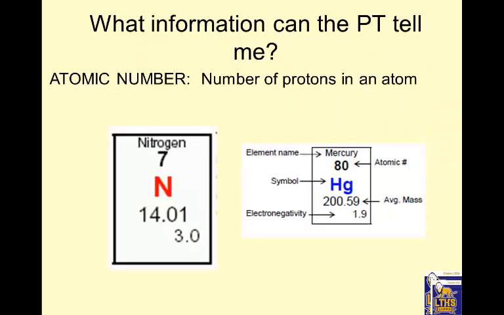Okay, so what can the periodic table tell you? The periodic table has a very important number on it. It's called an atomic number. Atomic number equals proton number. It is the whole number on the periodic table. Nitrogen has 7 protons. So if it doesn't have 7 protons, then it's not nitrogen. 7 protons, nitrogen. Nitrogen, 7 protons, atomic number 7. Okay, the other information is the symbol of the element, the atomic mass, average atomic mass, and some have electronegativity too.